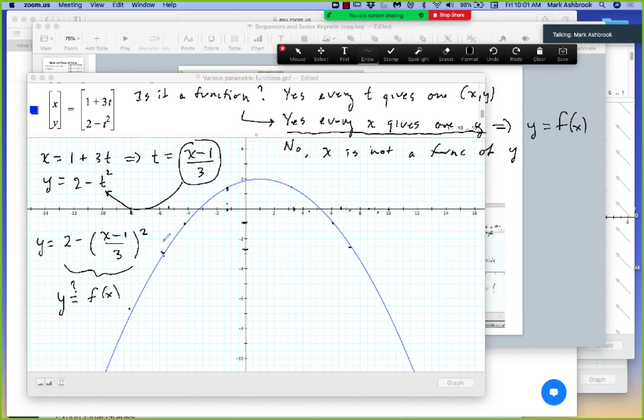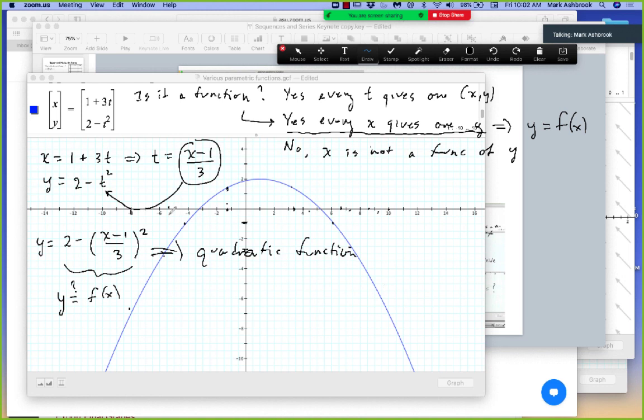And this is a quadratic function, right? So this is quadratic. And that kind of confirms what we saw in the picture. For every x, there's only one y.